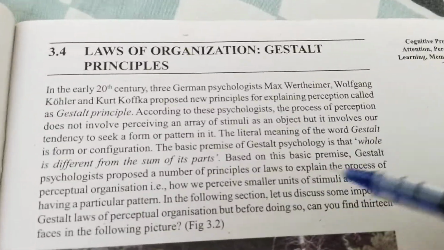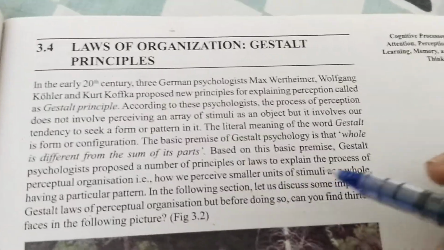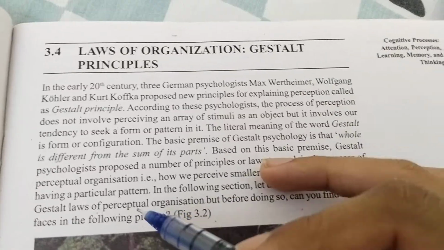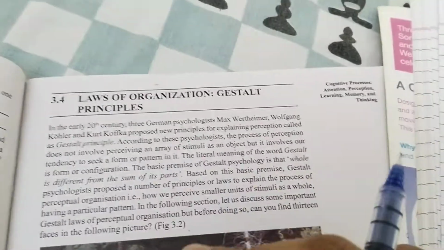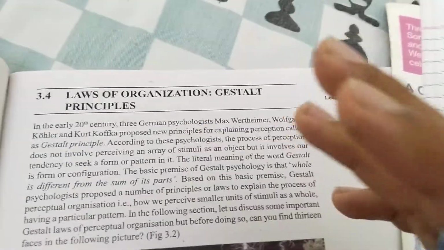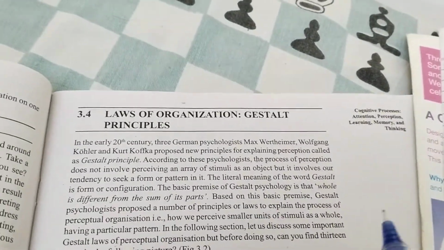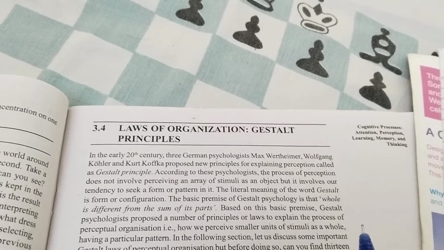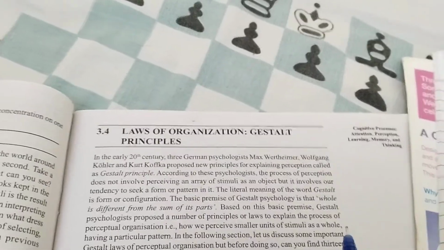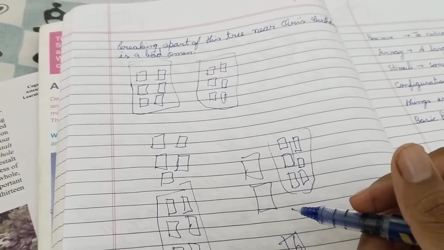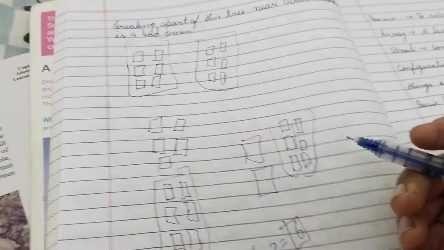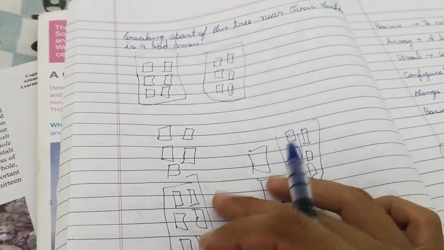So this is what perception is, and according to the Gestalt principle, how we perceive smaller units of stimuli as a whole, having a particular pattern. The second important part of the Gestalt principle is that we must see a pattern in it. For example, let's take this page. When you look at it, you see that this is a page. You don't say that this is a combination of billions of atoms. You just say that this is a page, and then you suddenly see a pattern in it.